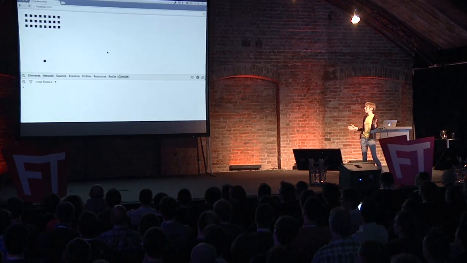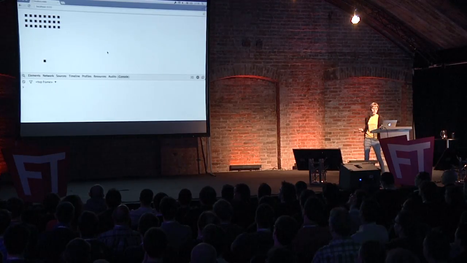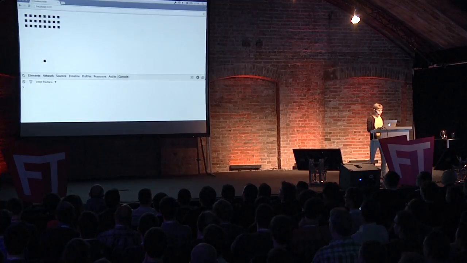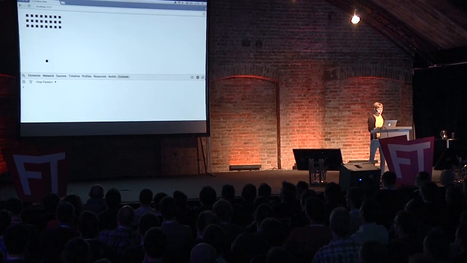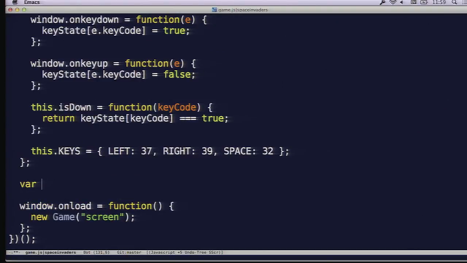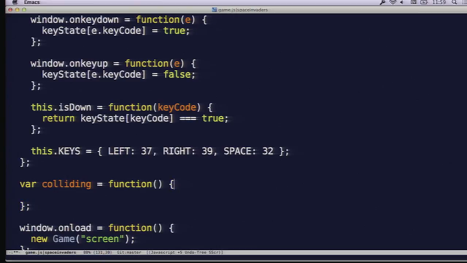Sweet. Okay, so they're patrolling backwards and forwards in a kind of doomy way. But I can shoot at them, and nothing really happens. So let's fix that. Let's do some collision detection. Now, I'm going to make this colliding function, which takes two bodies, body one and body two.